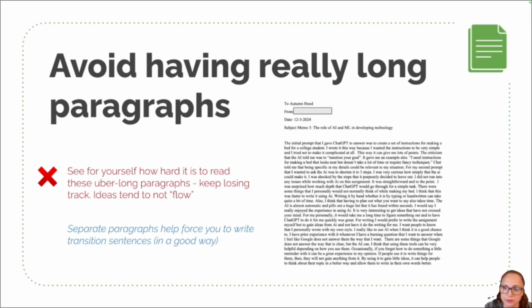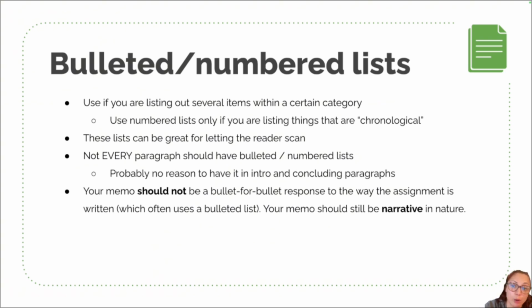I think that not only is having chunked paragraphs easier to see visually, but it helps you write better paragraphs. Bulleted and numbered lists are really helpful tools for helping your readers scan, but they should be used very intentionally. Bullets work best when you're grouping several related items under a category, but numbered lists are more effective for things that follow a chronological order, like a recipe. These formats definitely help, but they shouldn't be in every paragraph, and they should never appear in introductions and conclusions.